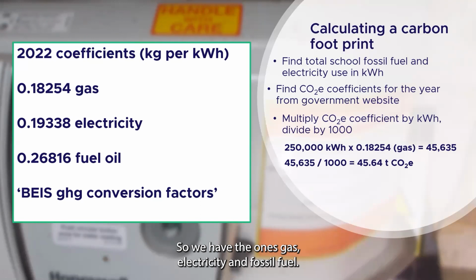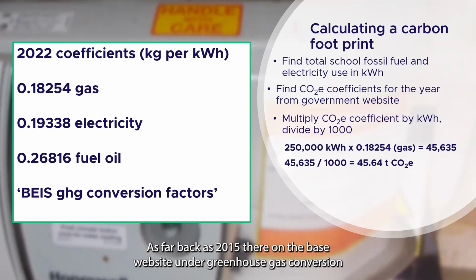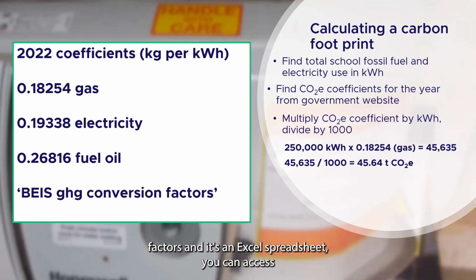On the screen are the three most common coefficients. So we have the one for gas, electricity, and fossil fuel. If you need these for 2022 or any previous years, since they've been published, I think from as far back as 2015, they're on the BEIS website under greenhouse gas conversion factors, and it's an Excel spreadsheet you can access.